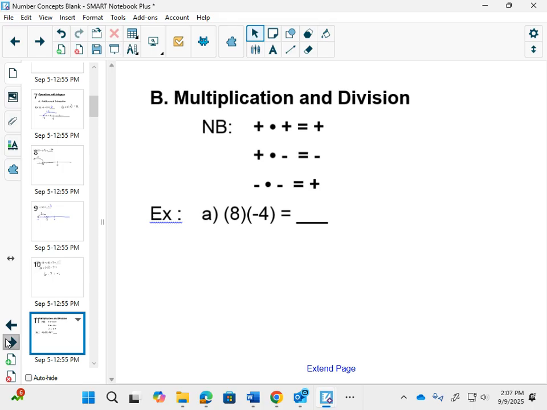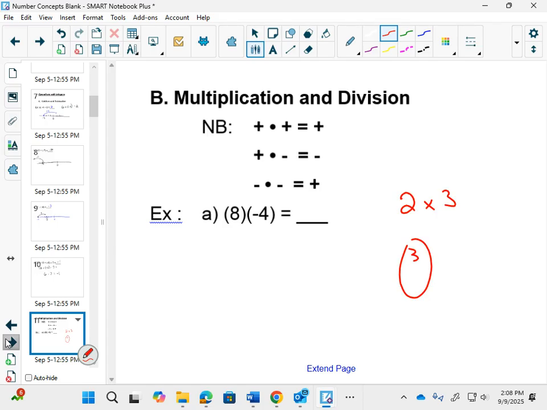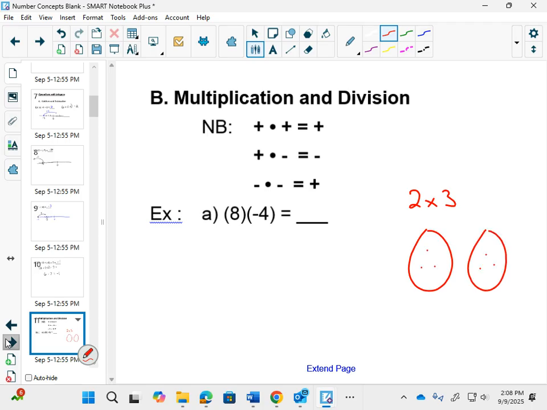Positive times negative, that one kind of makes sense to me, if I think of multiplication as repeated adding, right? 2 groups of 3. Here's 3. Hold on, big eraser's bugging me. 2 groups of 3. 1, 2, 3. 1, 2, 3. How many dots do I have in total? I have 6. 3 plus 3 is 6.